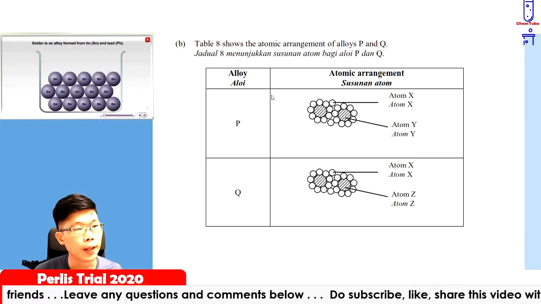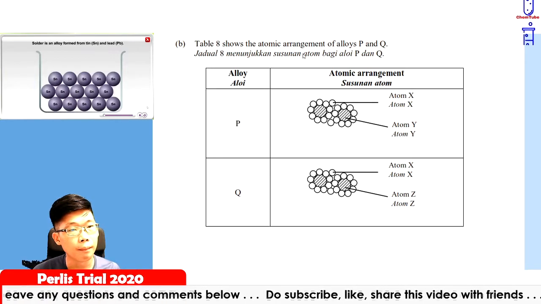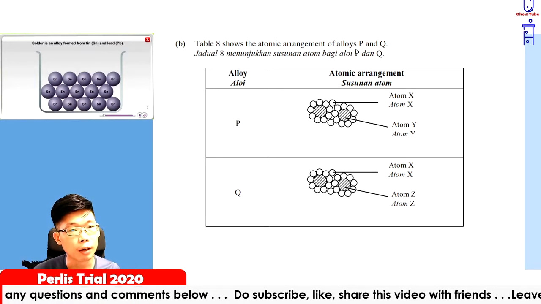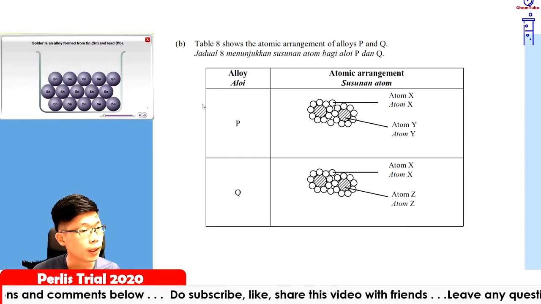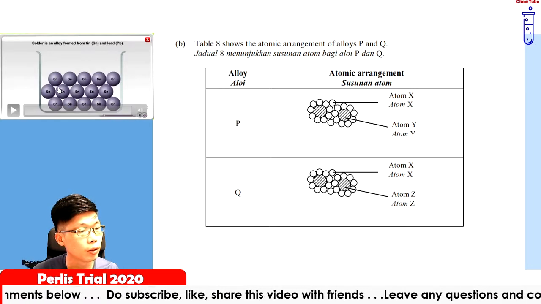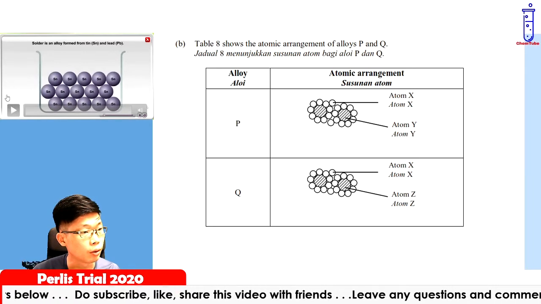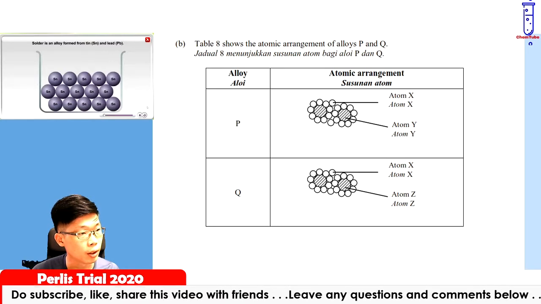Okay. B. The table shows the atomic arrangement of alloy P and Q. Okay, so alloy P and alloy Q. I showed you, this is solder. How to form the alloy solder?